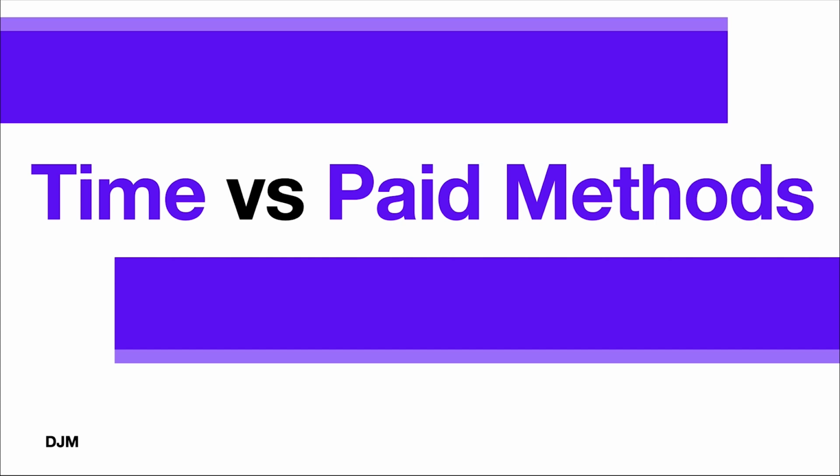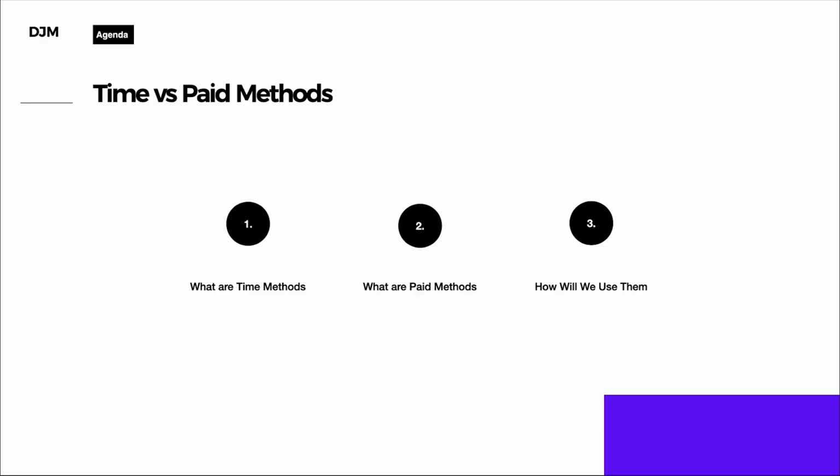So now we're going to get into time versus paid methods. And these are time methods and paid methods for doing exactly what we just talked about. This is just going to be a quick overview of the difference between the two, and it'll give you a good idea of the different ways that you can start doing advertising. So what we'll go through, number one, is what are time methods, then what are paid methods, and then three, how are we going to use them?